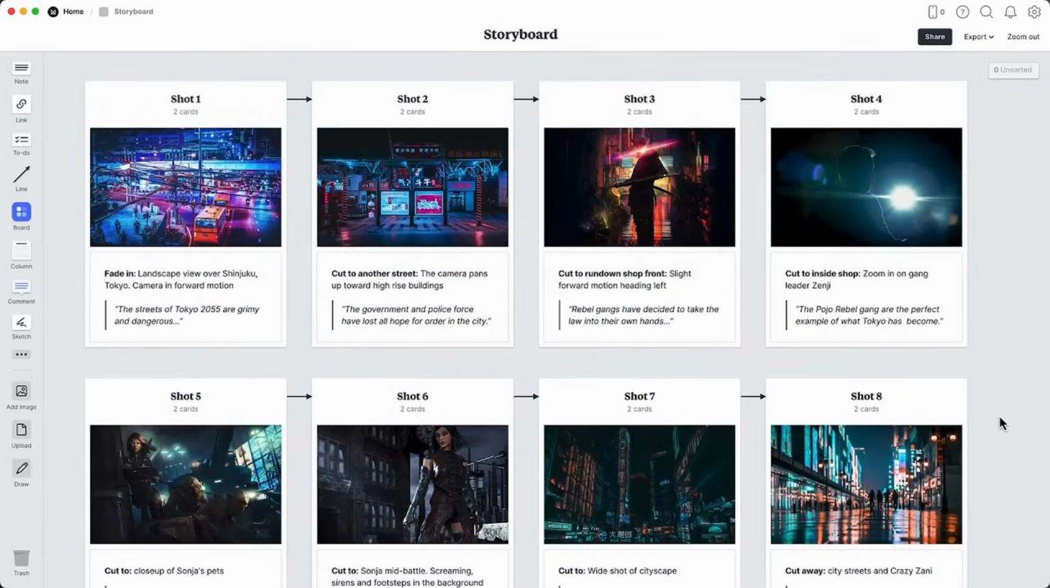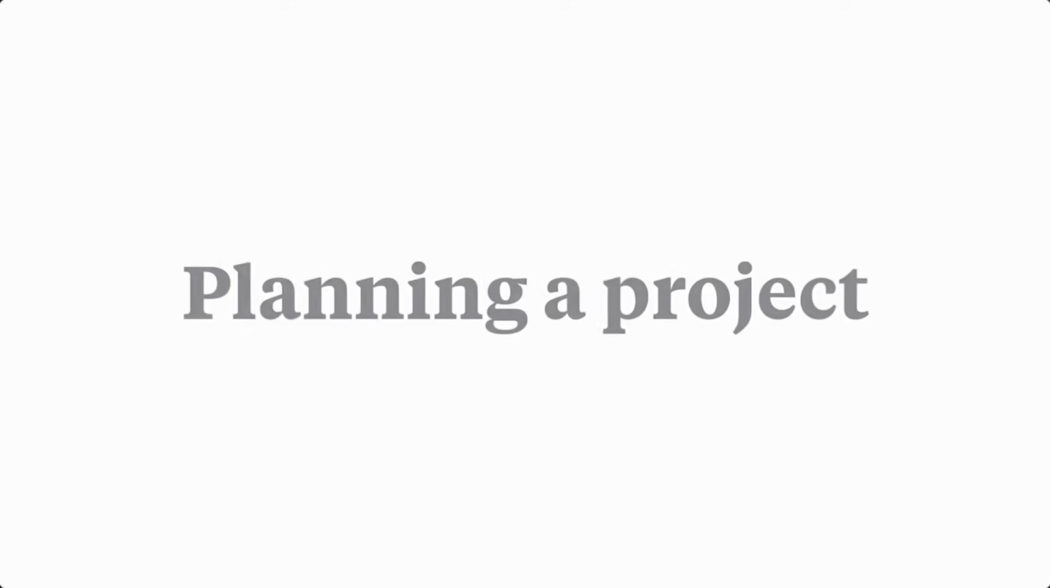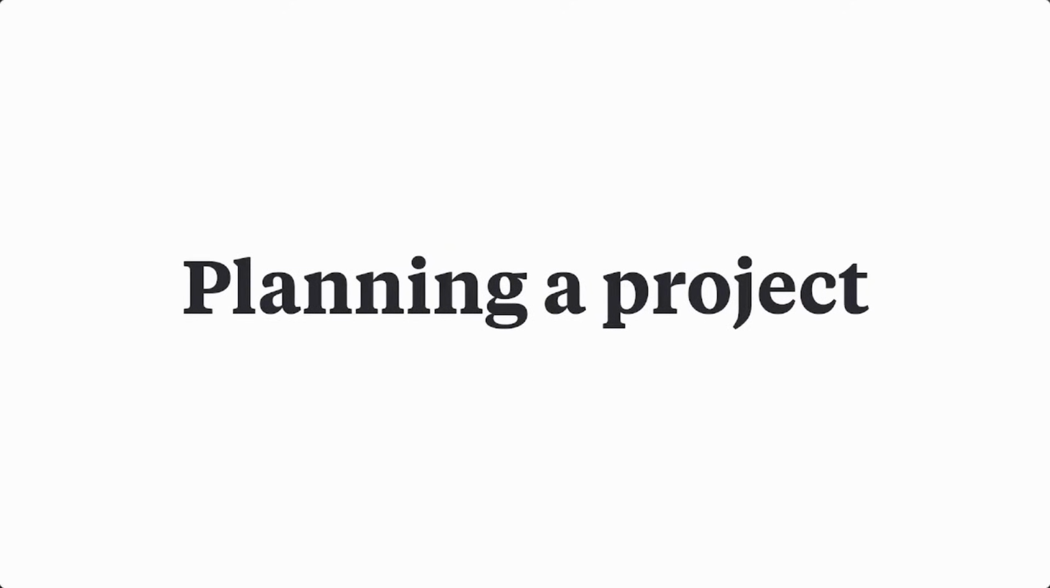Milanote is a visual organization tool that lets you create mood boards, collect references, and outline game concepts in a creative and flexible way. It's particularly useful for tracking creative direction and thematic consistency because you can create those mood boards and collect references.